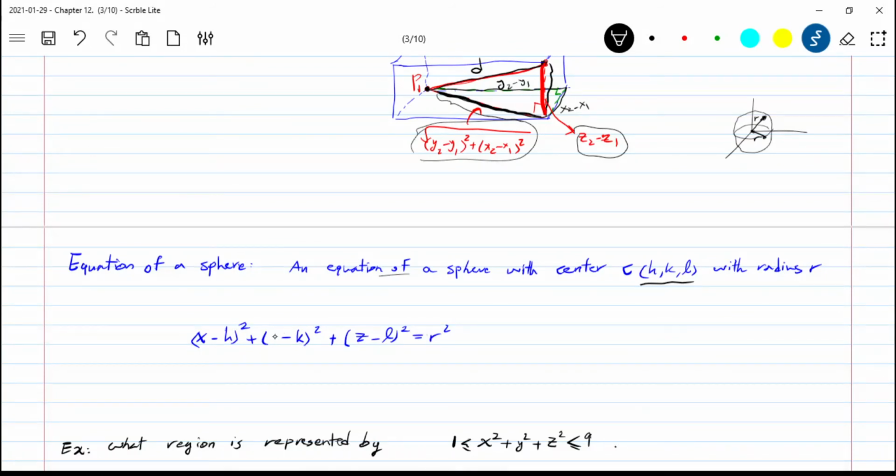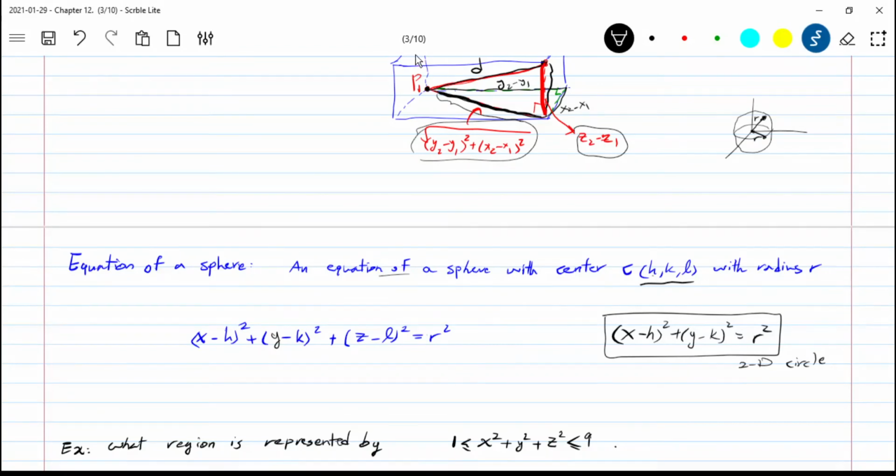So the equation of a sphere is basically x minus the corresponding x value of the center, and y minus the corresponding y value of the center, and so on. All these squared and added up together would be the radius squared. For our 2 dimension, it was x minus h squared plus y minus k squared equals radius squared. This was the 2D circle. The 3D circle would be basically a sphere.